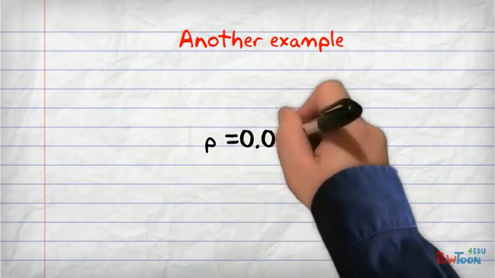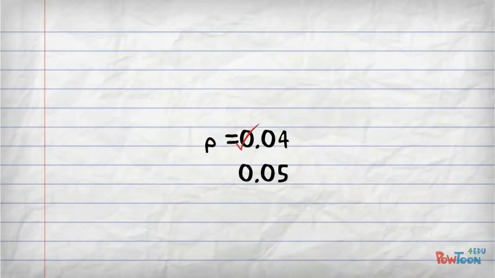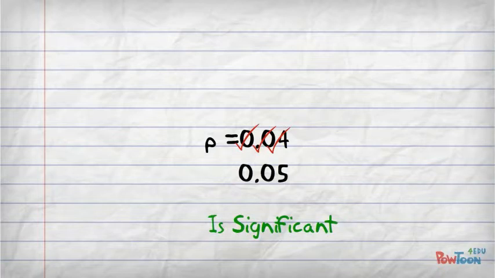Next, we have the example of 0.04. We see that the 0 is the same as the previous 0, so we move to the right. The 0 is once again the same, so we move to the right again, but we see that the 4 is less than 5, so we say it is significant.